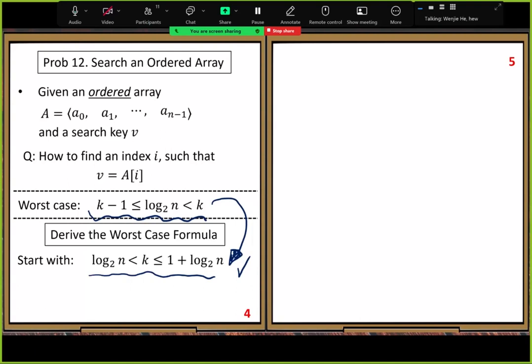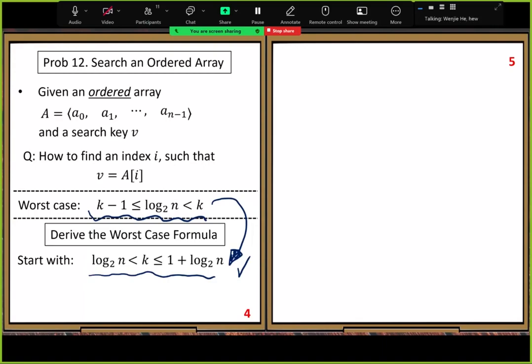Okay, that means you can improve. You can improve your estimate. So next step, we want to convert non-integer expressions to integer expressions.